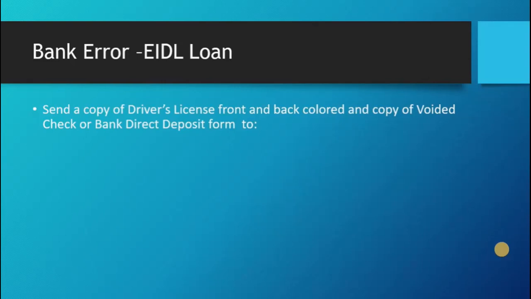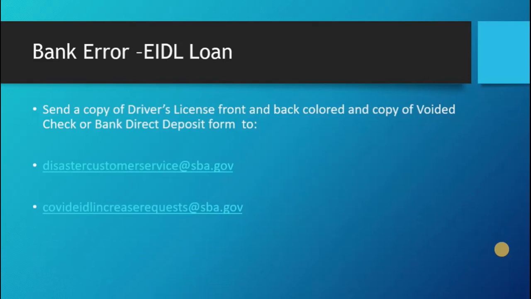This is where it kind of differs a little bit, okay? Now, if this is your first loan ever from the SBA, your very first loan, send that information to disaster customer service at sba.gov. Please be sure to include your application number in all of these emails, and also a statement. Why are you sending this? I'm sending this because I have a bank error. Put it in the subject line, put it in the body, put all of that information when you send it.